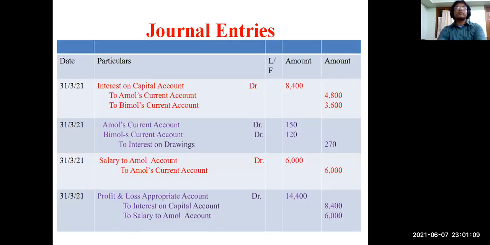So this is the solution that I have started. I've made the solution. You can write it also. See the first entry that I have given on 31st March 2021. All entries will be given at the end of the year. So first, you have to calculate the interest on capital. For Omol it was 4,800. For Bimol it was 3,600.